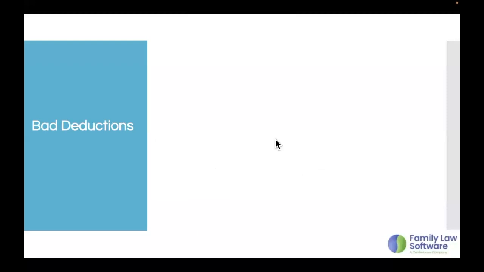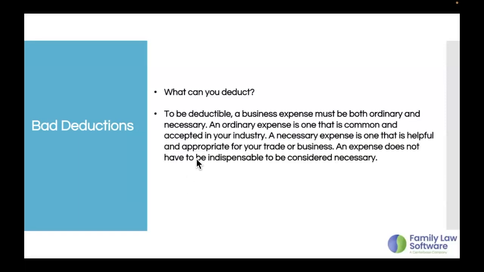All right. The last topic that we are going to cover is what I am calling bad deductions. When you have a business, there's lots of things that your clients are going to do. What they report to the IRS could be very different from what's going to fly in front of a family court judge. And so when you have a business, you have income, you have expenses. And when you have business expenses, they have to be what's called ordinary and necessary. It has to be common within the industry.